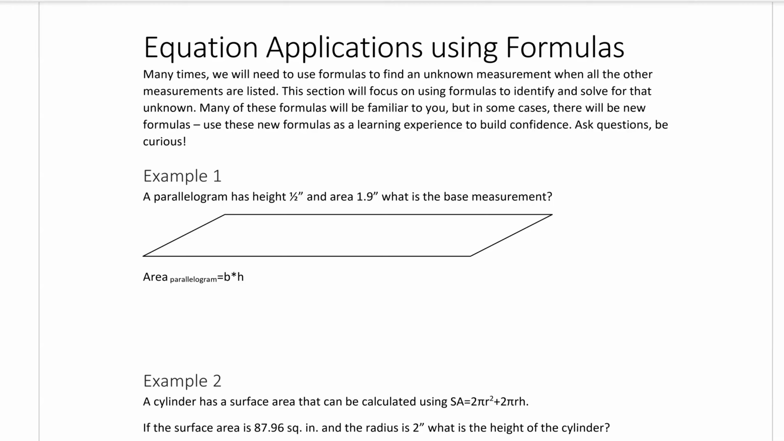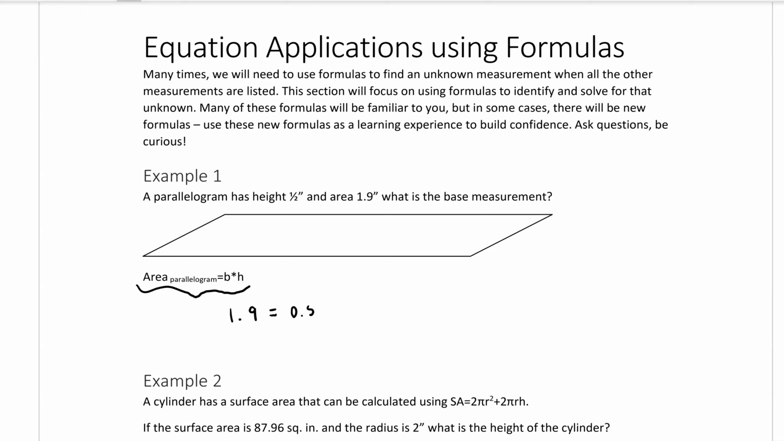Ask questions, be curious. Example 1 says, a parallelogram has height 1/2 inch and area 1.9 inches. What is the base measurement? So the area of a parallelogram is the base times the height, given by this formula here. And we know that the area based on the given information is 1.9 inches and the height is 1/2 inch.